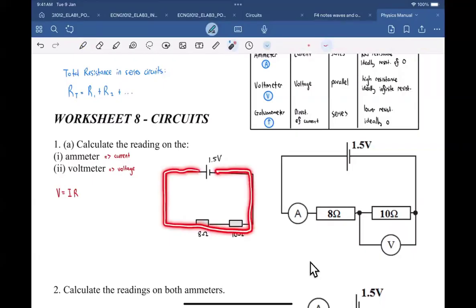Watch. Did the current ever split? No. So the current flowing through each component is the exact same. Watch. The red line is the current, the current flowing through that. Yeah. So in a series circuit, the current flowing through each component is the same because it does not split.